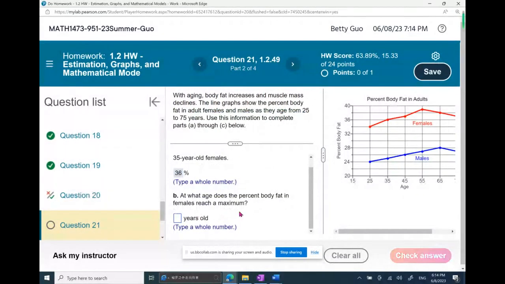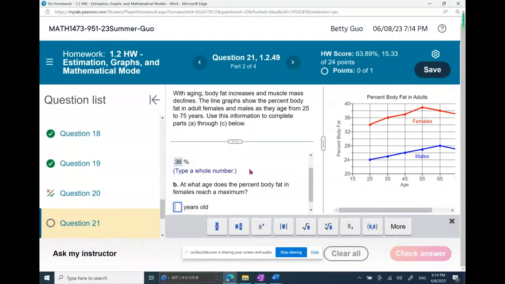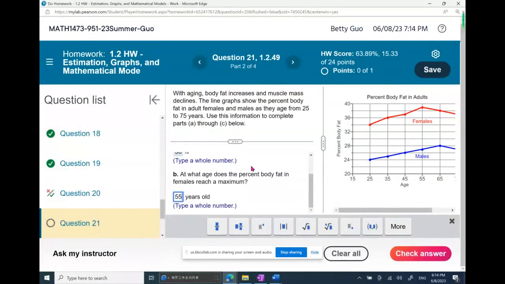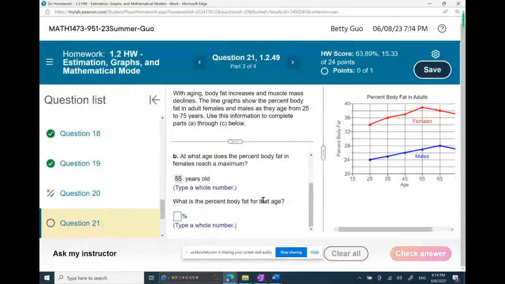Part B. At what age does the percent body fat in females, red line graph as well, reach a maximum? Okay, that's the maximum, right? Let's see the corresponding age, 55. Yeah, this is a lot simpler question. Line graph. And Part C, what's the percent body fat for that age?